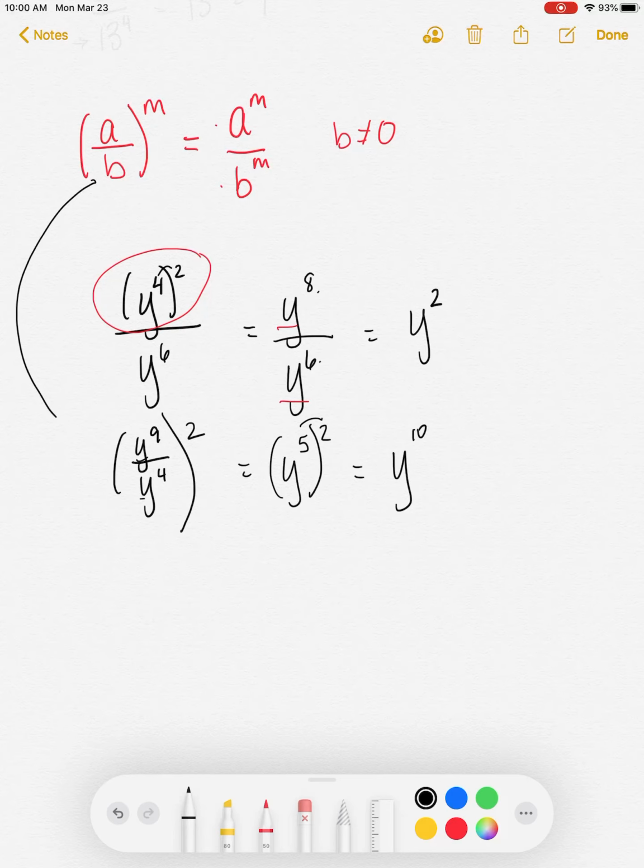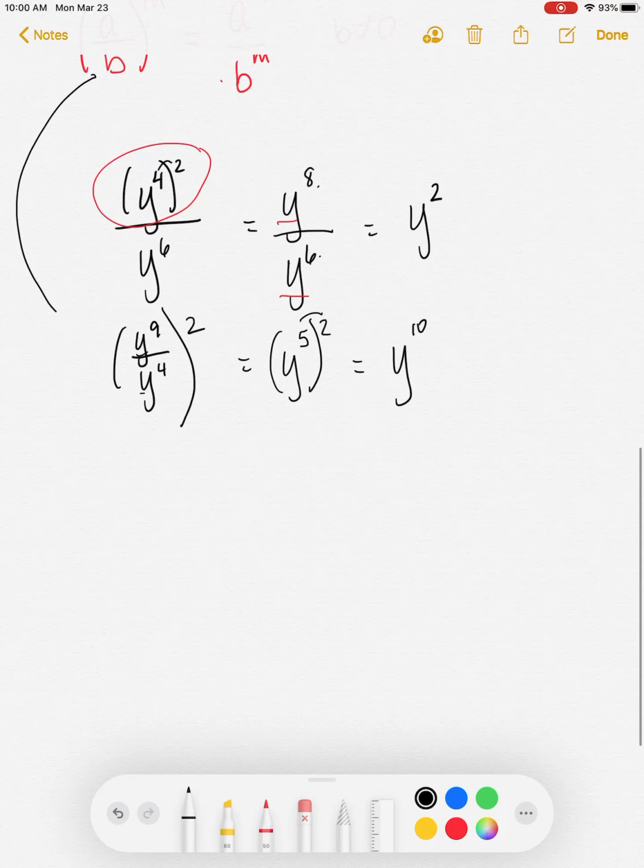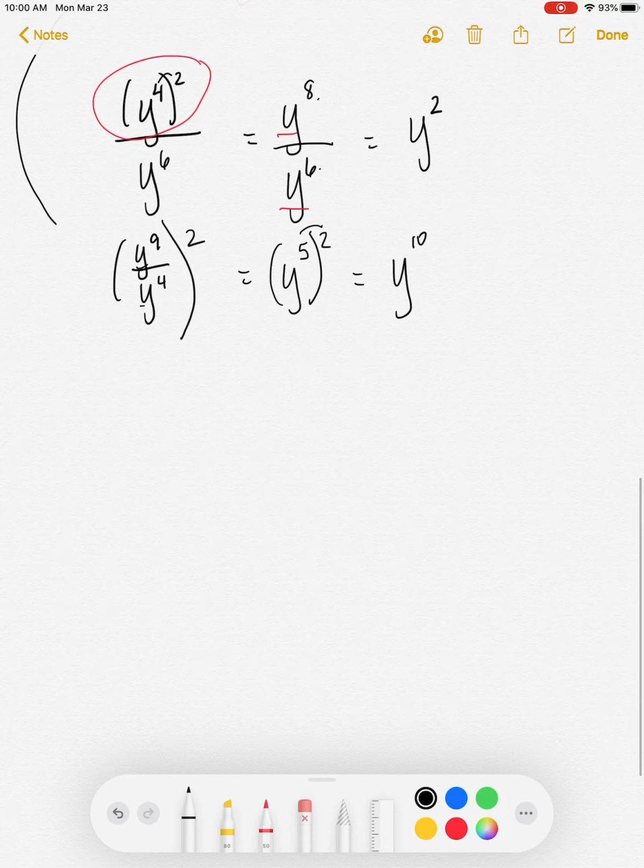All right, let's try one where our bases are not the same. So next example, let's say we had a squared divided by b cubed, to the 4th. I used a and b, but you know that those can be any variables we want them to be. Okay, so our bases are not the same, so we can't do what we did up here.